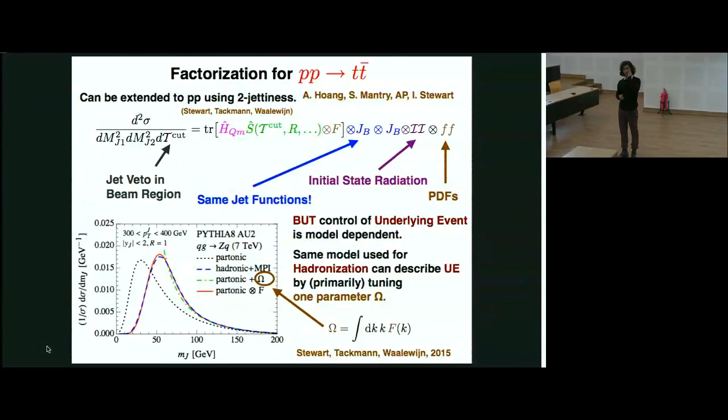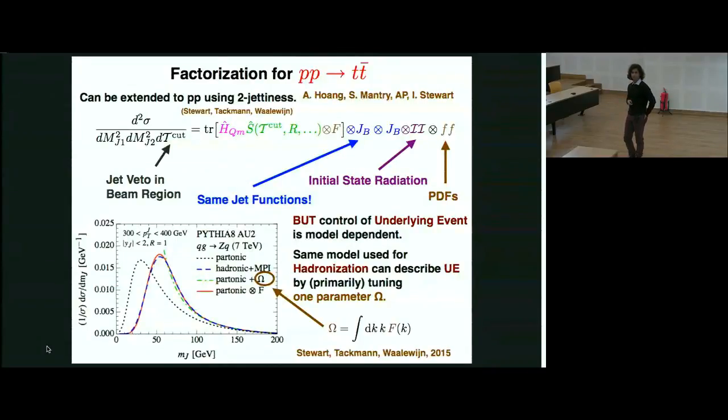So these, which are part of the beam functions, describe the initial state radiation, the perturbative part of the initial state radiation. And you also have the PDFs in it. And you have the same jet functions, which I had in my e plus e minus case. And you're able to control a beam veto. One interesting property of this cross-section is that up to two loops, this beam function part, the part coming from the beams in the collisions, factors out. So I can work with a normalized cross-section.